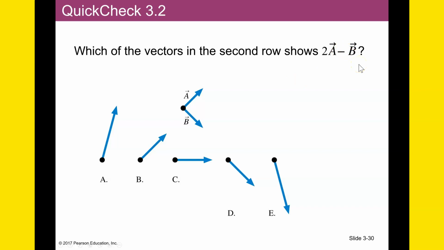Answer it. All right, 2a. That means I'm going to stretch a by a factor of 2. So I'm going to guesstimate that. Maybe it's right there. And then I'm adding the opposite of b, so I turn b around. And so there's 2a, there's minus b, and so it would start here and end up there. So the choice that looks best like that would be choice A.